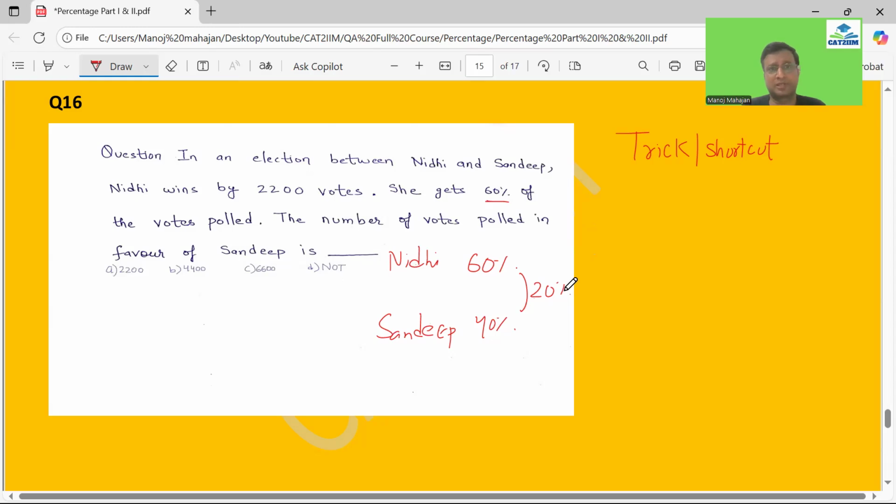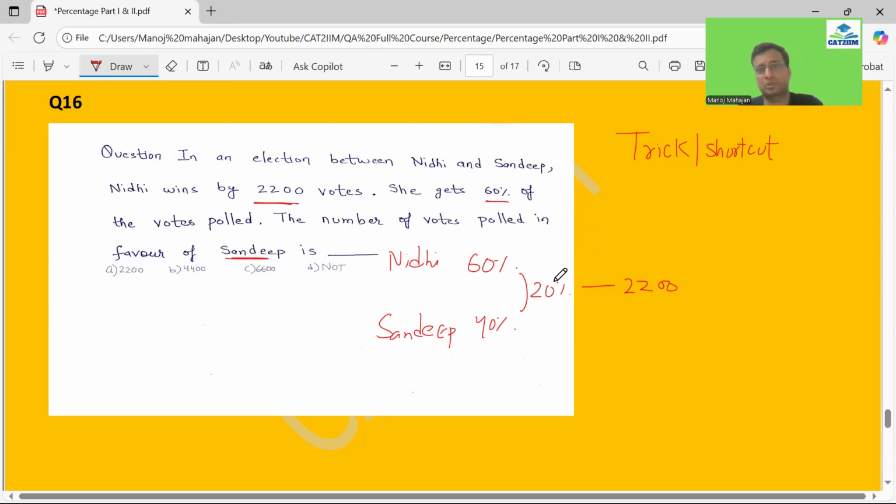Now this 20%, let's see what is given in the problem. And that is nothing but 2200. So this percentage difference we can always do if both the percentage figures are of the same number. So this 20% given is 2200. Now let's see what they're asking you. Are they asking you total votes polled, or votes polled in favor of Nidhi, or maybe in favor of Sandeep? So they're asking you in favor of Sandeep.